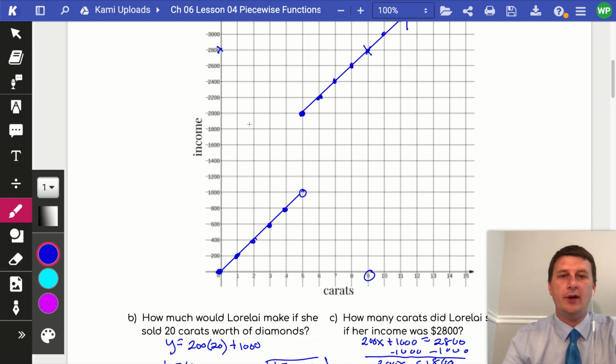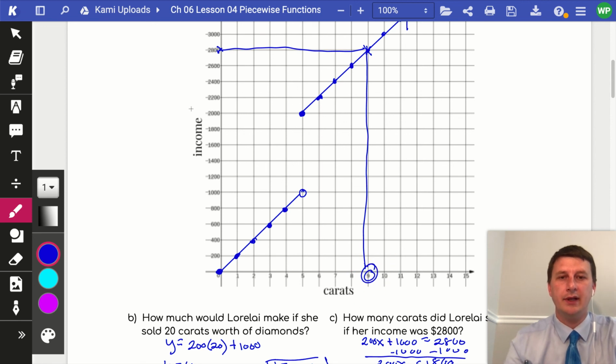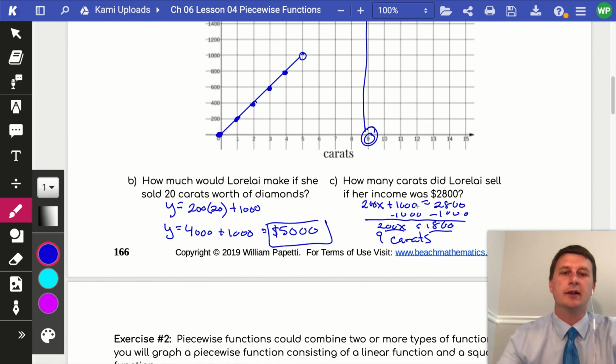But when you have the graph, use the graph, because all we're doing is just following the graph along to see where it intersects, and then following it down to see what the x value is, which is 9. A little bit easier than algebraically. So 9 carats is our answer there.